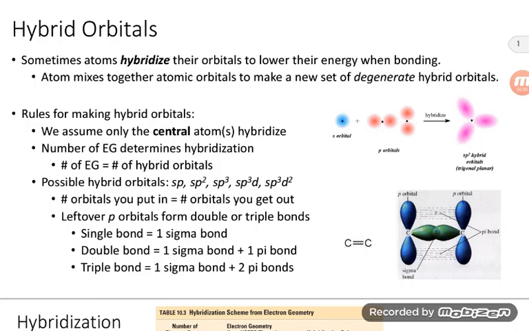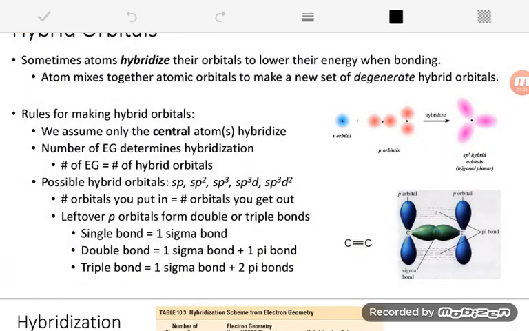An atom is perfectly within its rights to change its orbitals when it goes from being an atom by itself to an atom being part of a molecule. The way the atom does this is by forming what are called hybrid orbitals. Hybrid orbitals, really simply, are orbitals that an atom makes by mixing together its atomic orbitals.